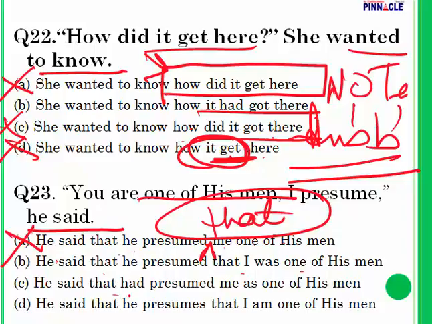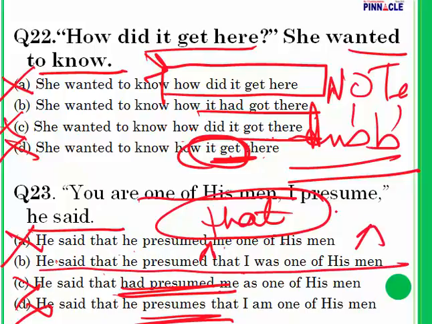He said that had presumed. This makes it incorrect. Part C, had presumed, incorrect change of tense. He said that he presumes. Here again incorrect change of tense. So C and D get eliminated due to incorrect change of tense. What am I left with? I am left with B. So the answer to 23 is B.